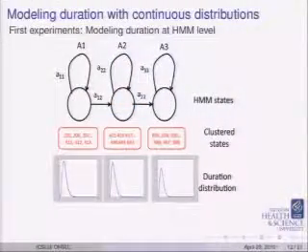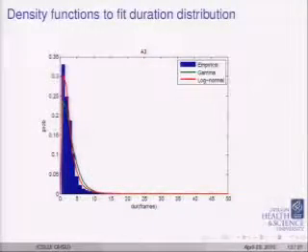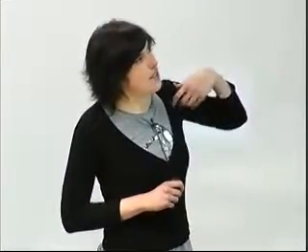As first experiments, we model the duration at HMM state level. So for each phone segment, we model a duration distribution. Here in this graph, you can see the empirical distribution of a state, and then when we fit this empirical distribution with the gamma distribution and the log normal density function. People usually have used gamma distribution to model duration at the state level, but it seems that log normal distribution is also a good choice.